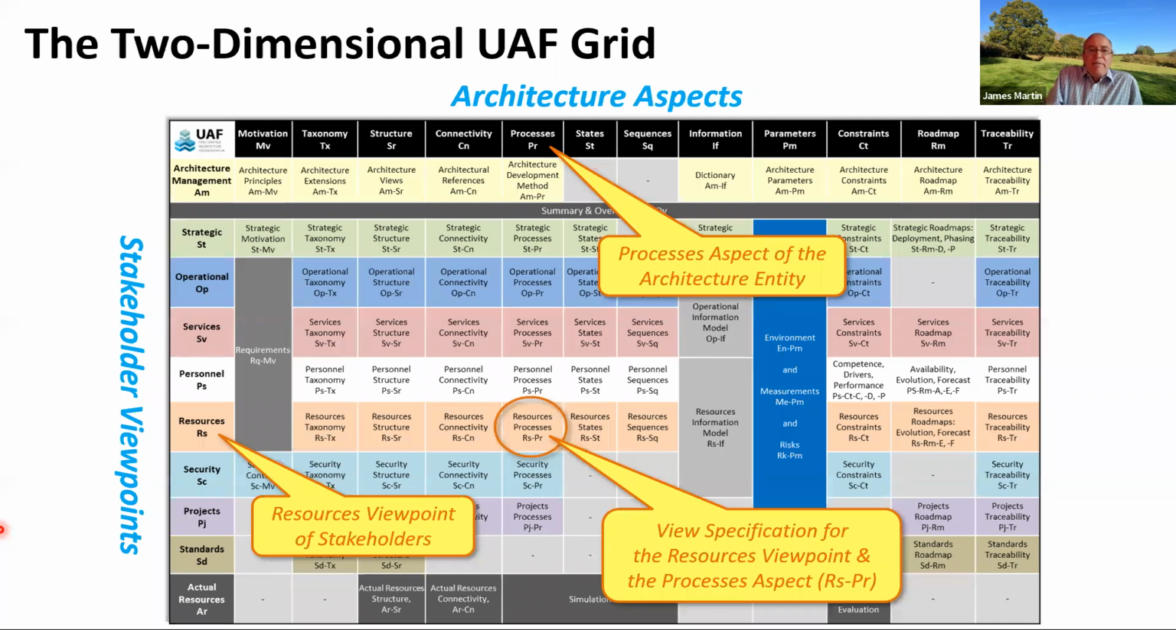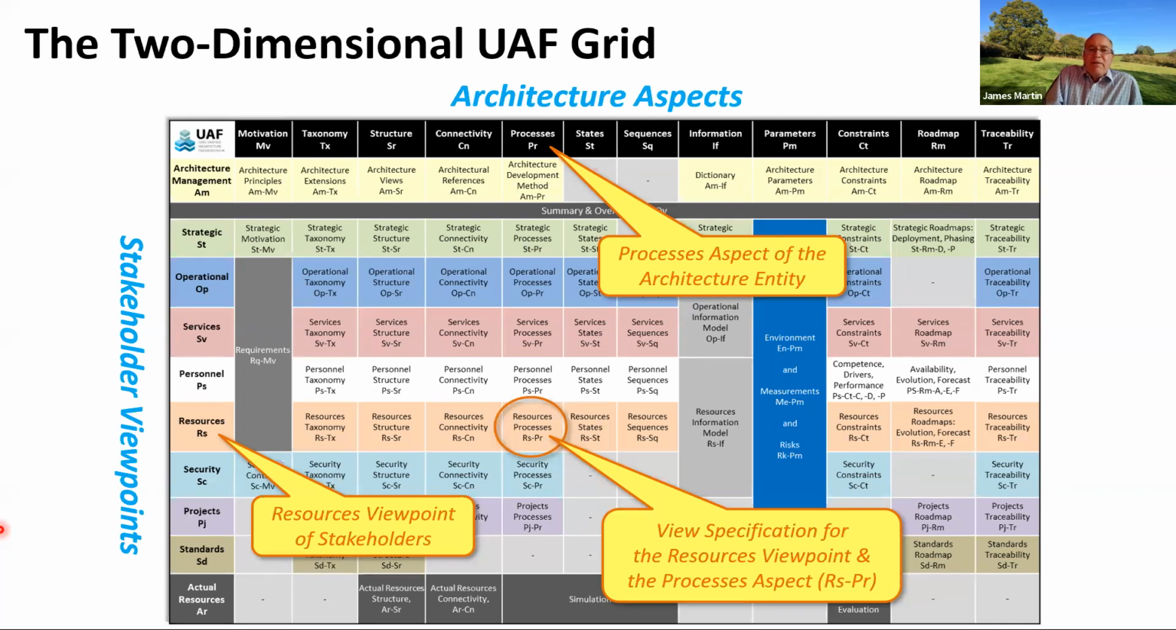The motivation column in the far left is actually a new column in the new version 1.2 of UAF. So if you've used UAF, you may not have seen that before, but that is part of the new version. We put requirements there. Requirements used to be a row in the bottom of the grid, but we also added strategic motivation and architecture principles in the motivation column, because that basically says why you're doing the architecture, why you're solving a particular problem.